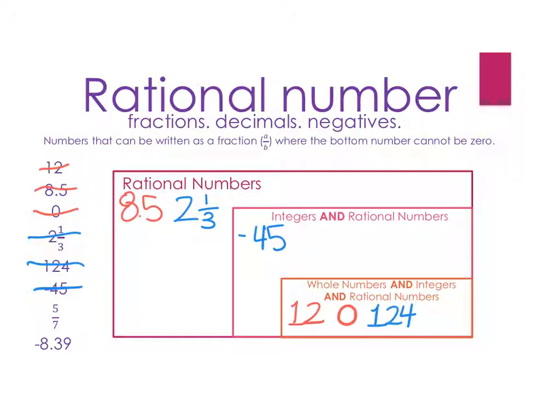All right, next number, 5/7. So 5/7 is a fraction. I know that whole numbers cannot be fractions and integers cannot be fractions. So the only possible choice for me is going to be here in the rational numbers, 5/7. Let's cross that one out.